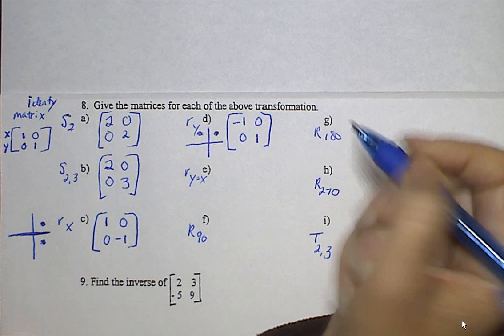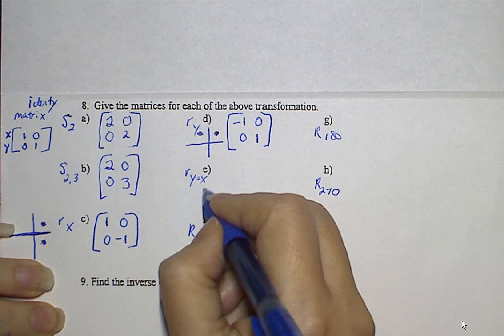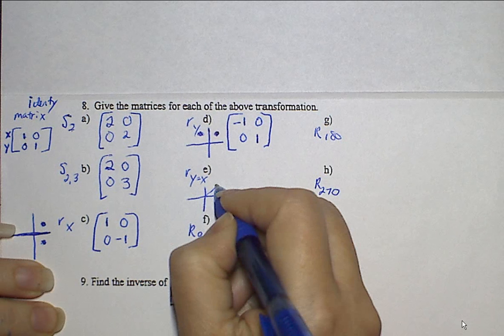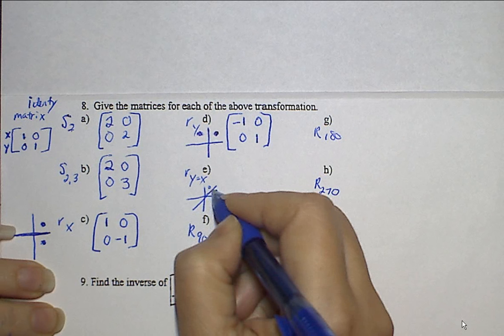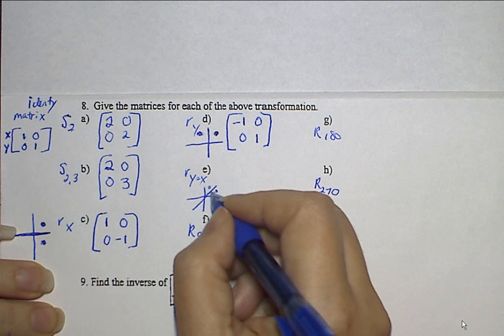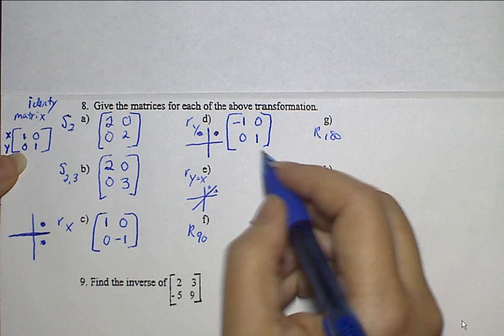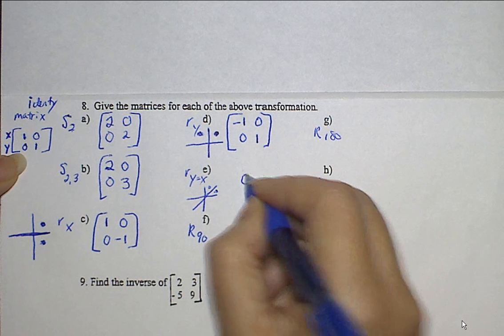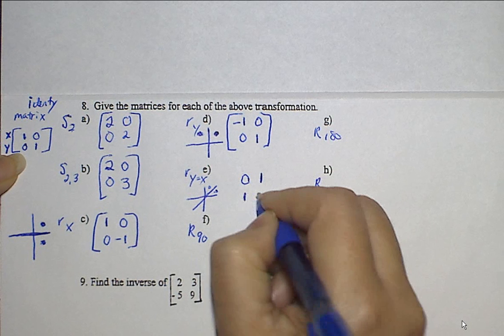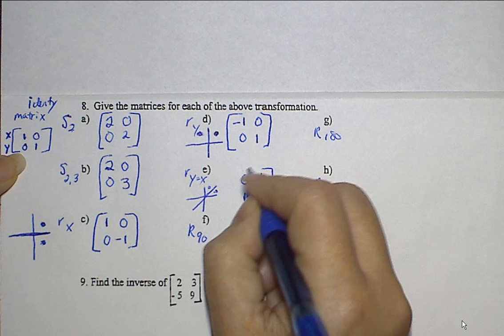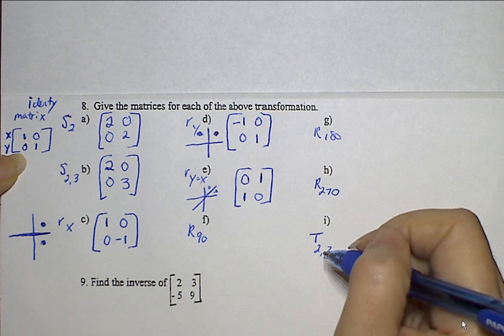When we reflect over the y equals x line, what happens is our x and y's switch places. So since our x and y switch places, these are going to switch. You're going to put your y's on the top, so that means it's going to be 0, 1 on the top, and on the bottom you're going to have 1, 0. Alright.